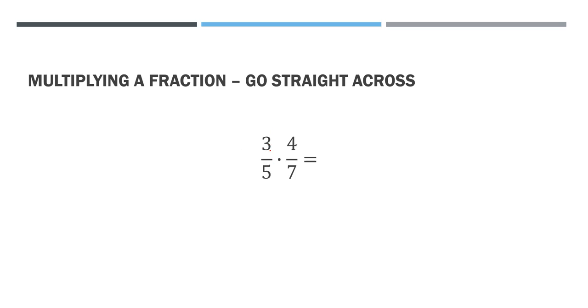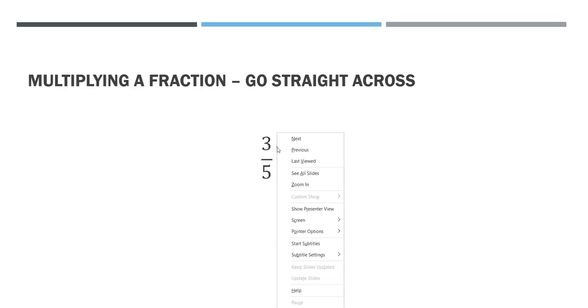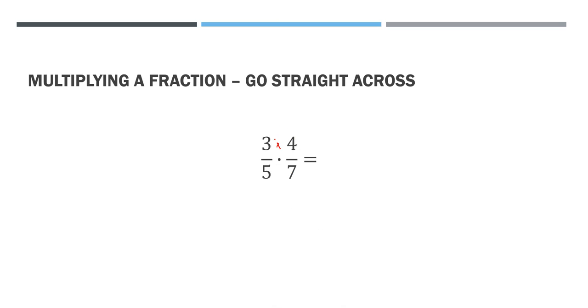The main skill we need, going back to your 5th or 6th grade class, is how to multiply a fraction. Remember, you multiply straight across. So in 3/5 times 4/7, we do 3 times 4, which is 12. Going straight across, 3 times 4 is the numerator, 12, and 5 times 7 is the denominator, 35. So the answer is 12/35.